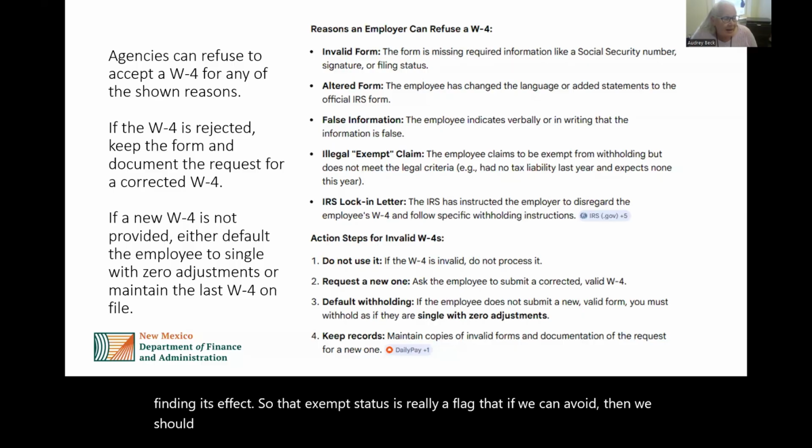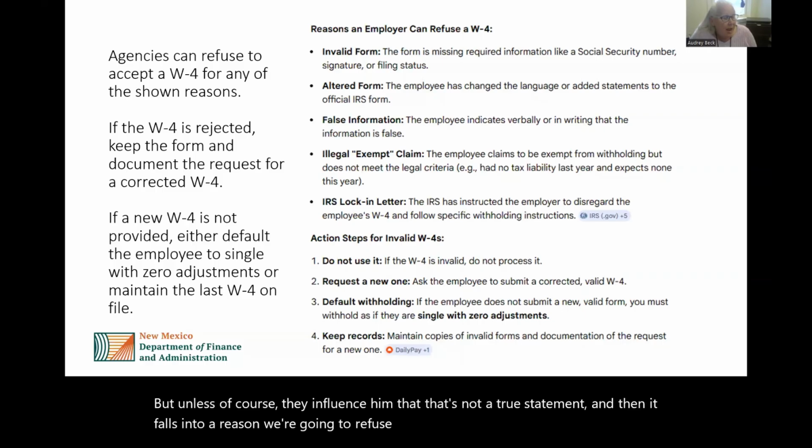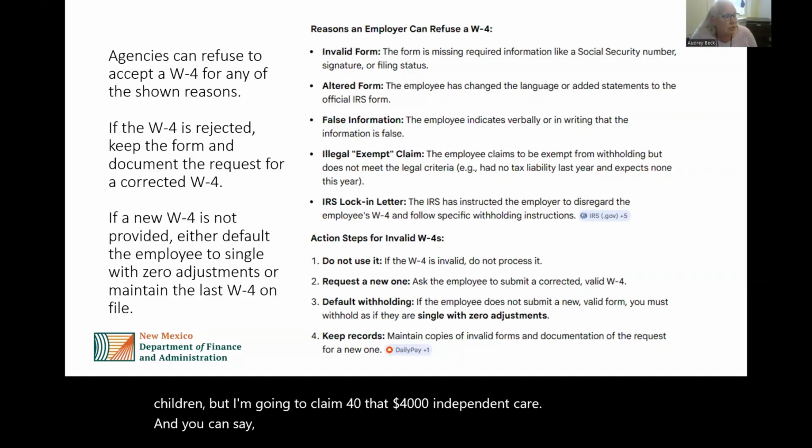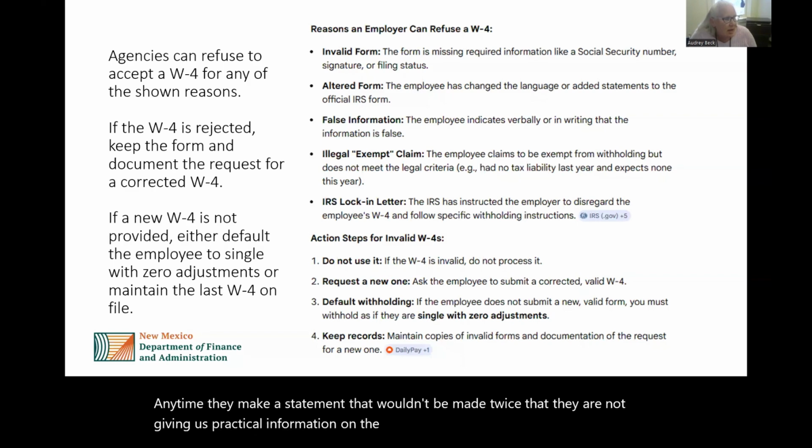But otherwise, yes, they will be able to put that, unless, of course, they indicate to you that that's not a true statement. And then it falls into a reason why you can refuse the W-4. So if they say, I have no children, but I'm going to claim $4,000 in dependent care, then you can say, okay, well, who are your dependents if you have no children? And you can refuse to accept that W-4. Anytime they make a statement that would indicate to us that they are not giving us factual information on the W-4, we can refuse it and do not have to accept it.